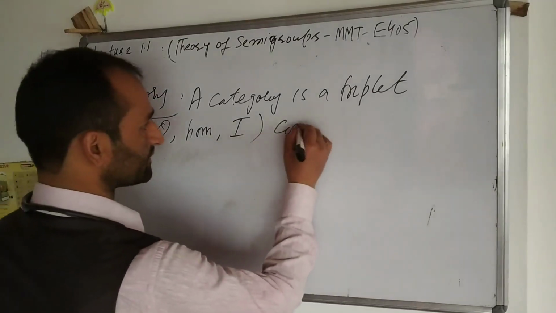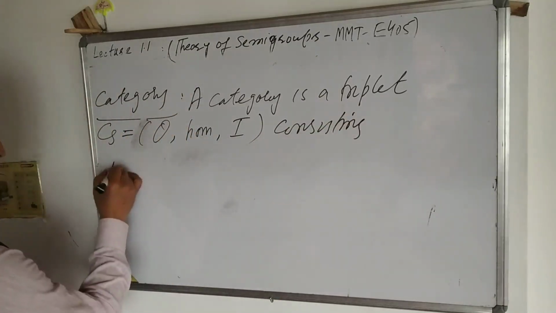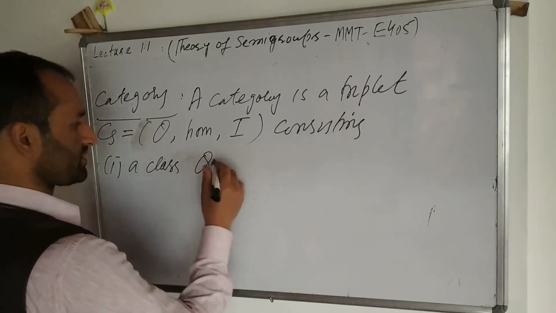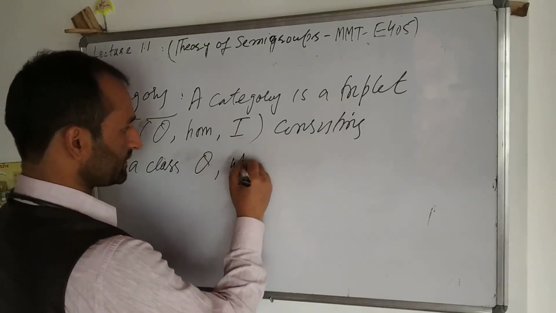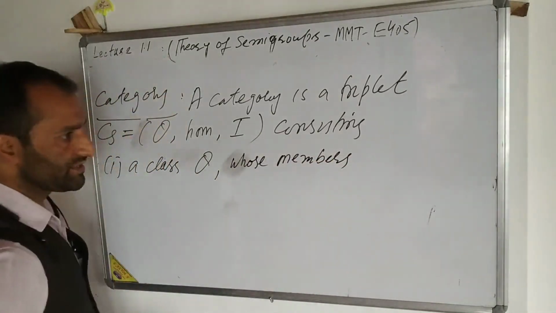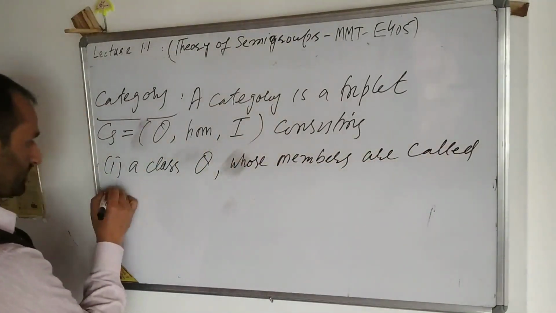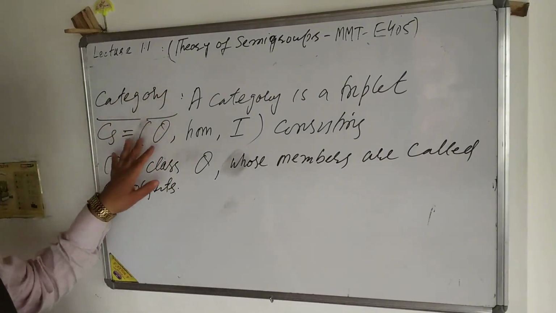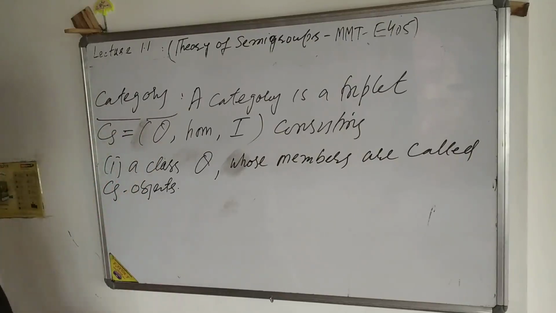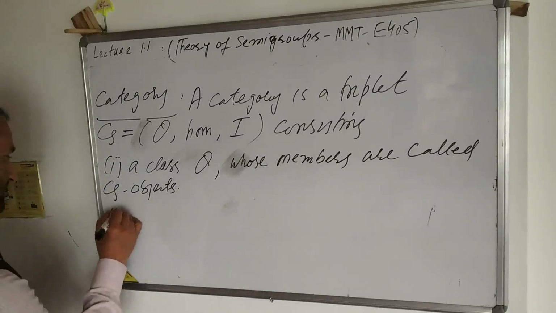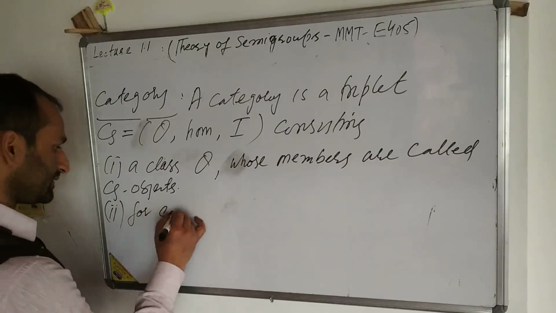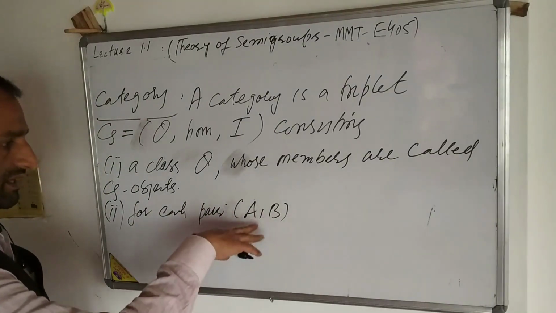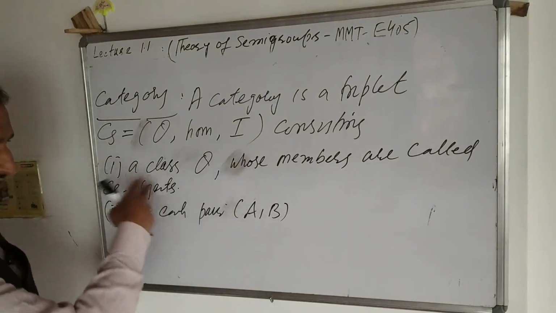So it consists, first, of a class O whose members are called C objects. So in the previous example, the sets are C objects, because in that example O is a collection of sets. That means the members of O are the C objects. And second property, for each pair AB of C objects. In the previous example, this pair is the pair of sets.